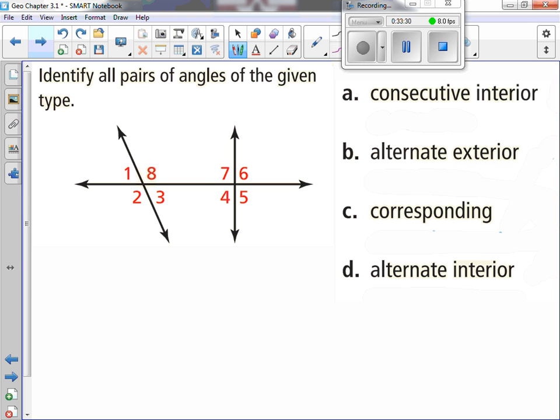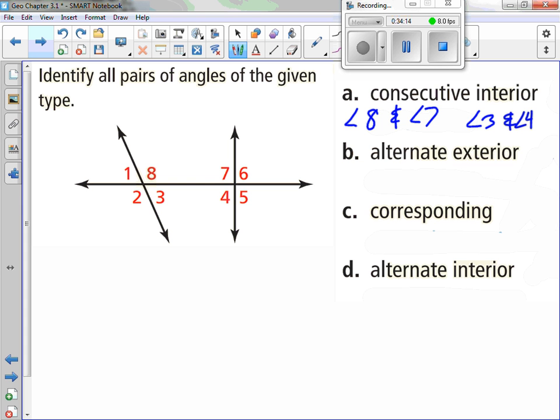So let's look at this one here. Consecutive interior angles is what we're starting off with. 8 and 7, because they're interior, they're between the two lines, and they're on the same side of the transversal, so they would be consecutive interior. And then 3 and 4. Any questions on consecutive interior angles? We good with consecutive interior? So we'll look at them here in a minute.